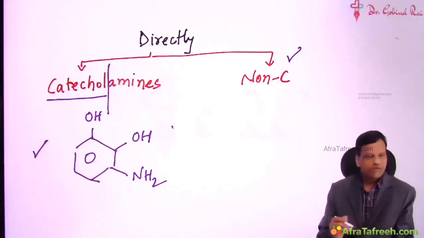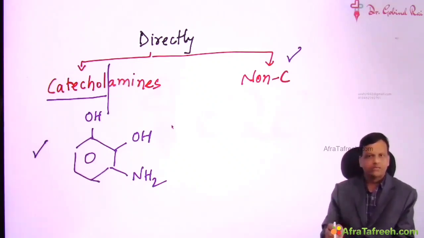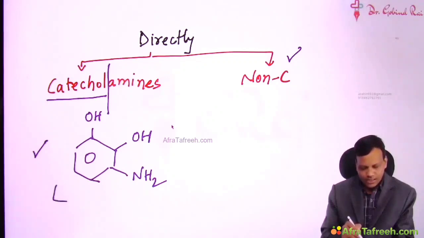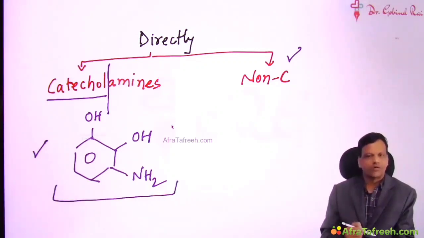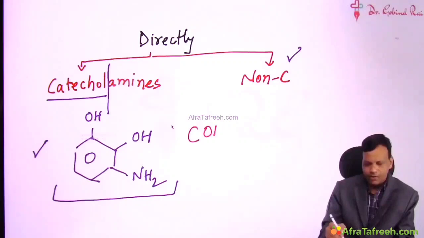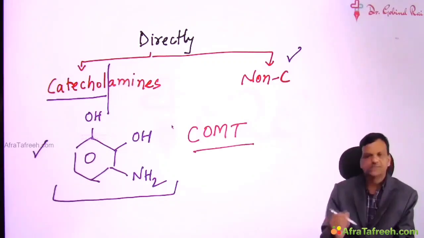The question is, we have already discussed so many drugs, but we never talk about the chemical structure. But here we are dividing the drugs based on the chemical structure. So there must be something important. And the important thing is that this chemical structure of catecholamine can be recognized by some enzymes in the body. The name of those enzymes is COMT, catechol-O-methyltransferase.